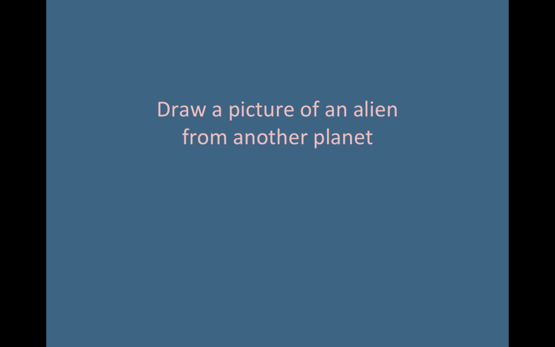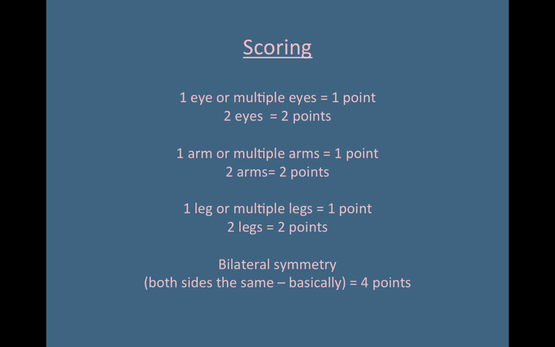Now I want you to score the alien. I want you to give it points based on the following qualities. So if it has just one eye, or lots of eyes, give it 1 point. But if you have 2 eyes, give it 2. And do the same for the arms and the legs. And if it has bilateral symmetry, meaning both sides are the same, kind of a mirror image, it doesn't have to be exact, give yourself 4 points.